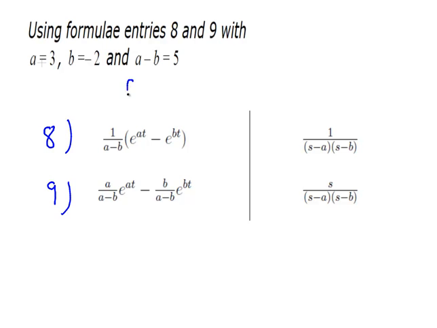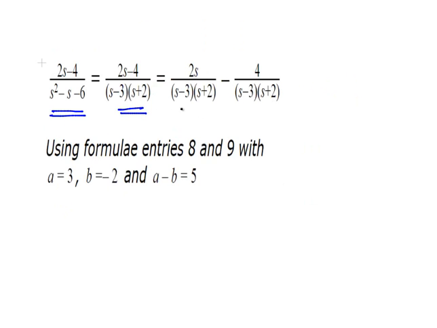This is the time domain, and this is the corresponding Laplace transform. So what we are trying to do is work in reverse. Okay. Now we have two expressions here. We have s divided by s minus a, s minus b, and we have 1 over s minus a, s minus b.